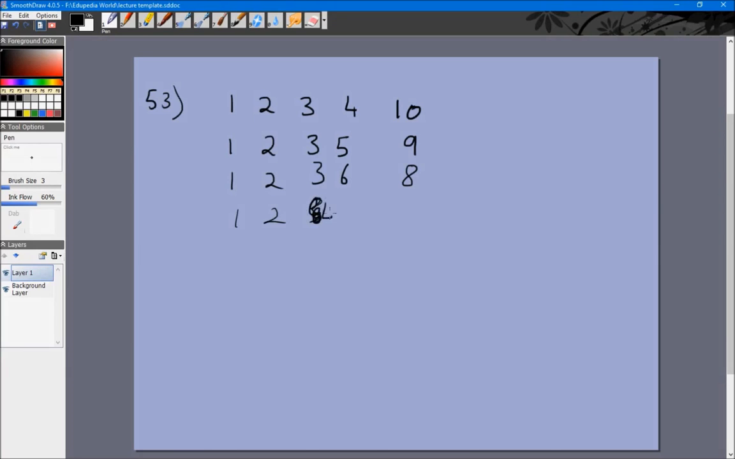So now we'll take this to be 4. Now if this is 4, this has to be at least 5. So if this is 5, what is this value? 4 and 5 is 9 and 1 is 10 and 2 is 12. So this is 8. That also means 1, 2, 4, 6 and 7. Right. Now we are done with 4. We can't take this to be anything else.